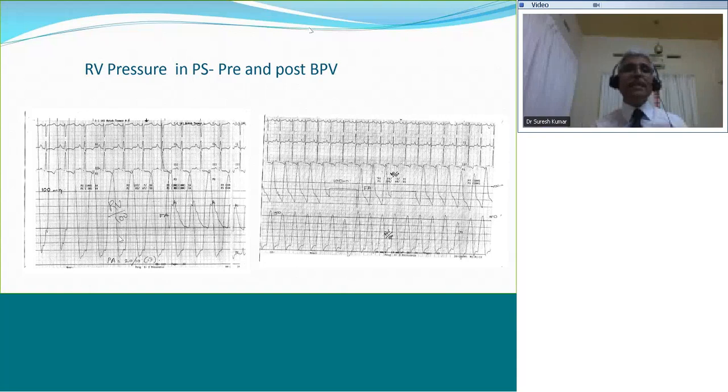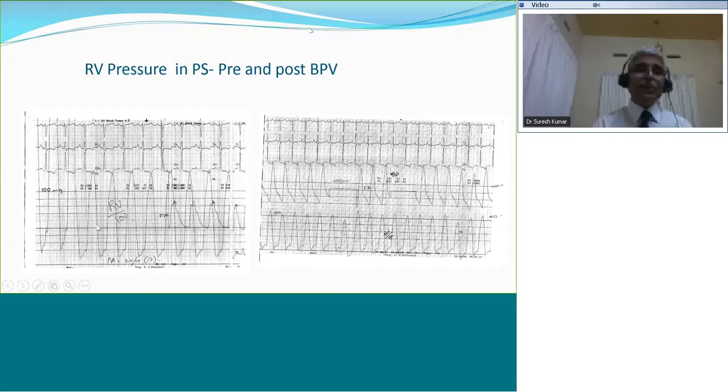When there is a ventricular ectopic beat, there is a rise in post-ectopic pressure. This rise in pressure will occur only if the ventricular septum is intact. If there is a large VSD, the pressure rise does not occur. So the rise in post-ectopic RV pressure is a pointer that the ventricular septum is intact.